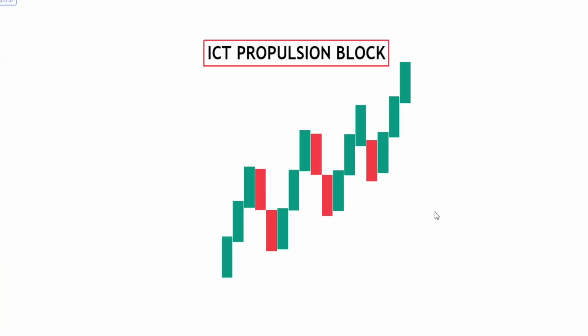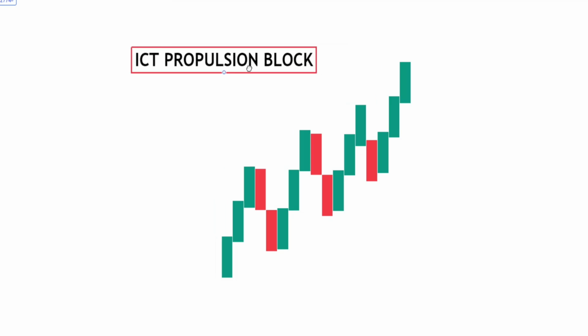So this video is about the ICT propulsion block. I'm going to show you how to use it and how to identify it on your chart. So let's get into explaining everything about the propulsion block. I just have a sketch right here where I'm going to explain everything to you about the propulsion block.